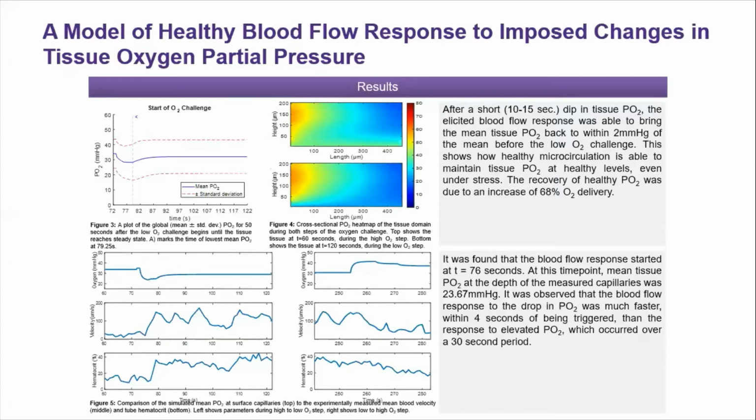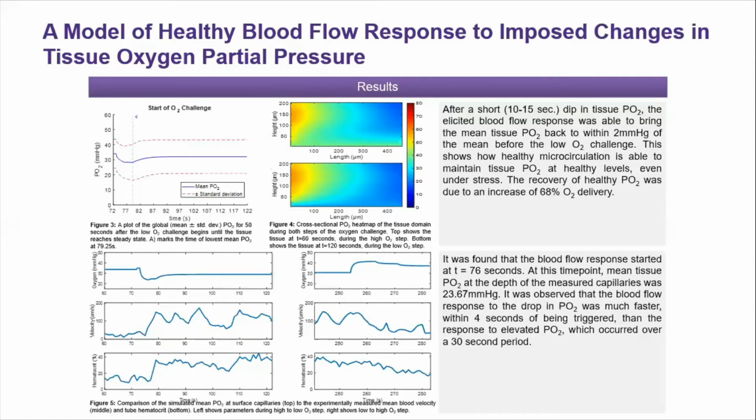After the recovery, the mean oxygen pressure was only 2 millimeters mercury lower than before the challenge, with the imposed surface pressure dropping by 16 millimeters mercury. The PO2 distribution before and after the challenge start is illustrated in the top right figure. The decrease was so small due to a 68% increase in oxygen delivery by the capillaries.